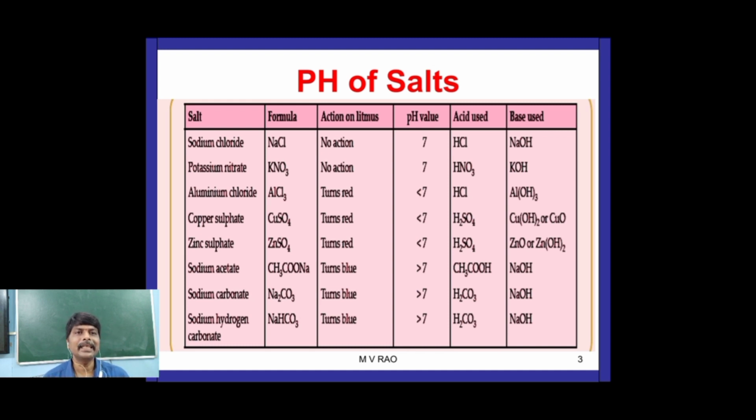What is the acid in aluminum chloride? Chloride is there, so hydrochloric acid. What is the base in aluminum chloride? Aluminum hydroxide. You see here, HCl is hydrochloric acid, strong acid. Aluminum hydroxide is weak base. Strong acid and weak base, hence the salt has strong acid and weak base. That's why the salt has slightly acidic nature.